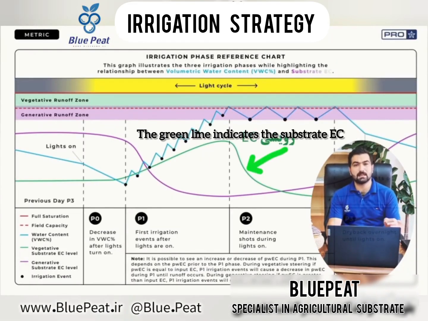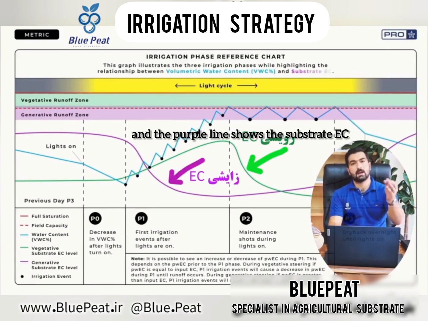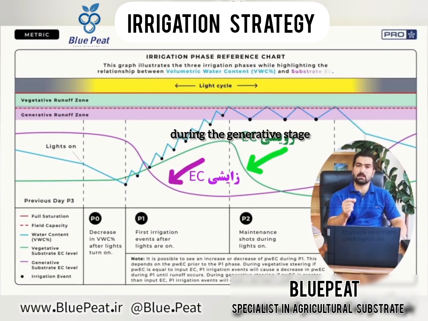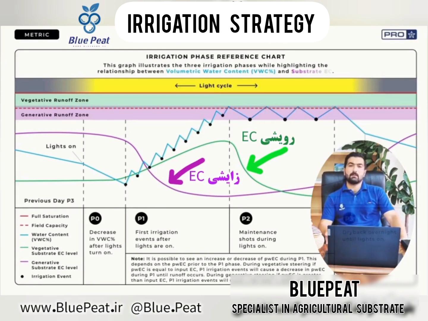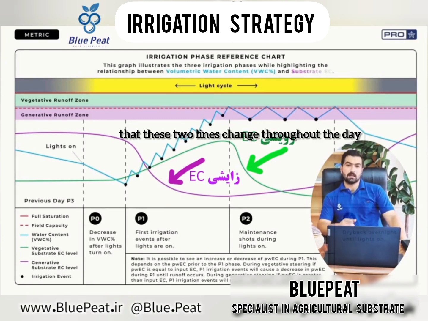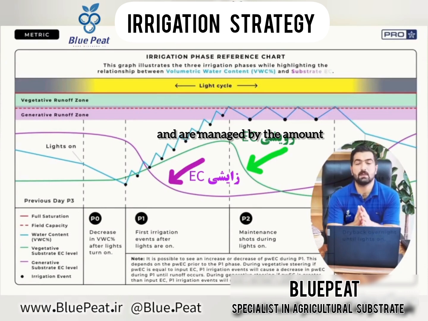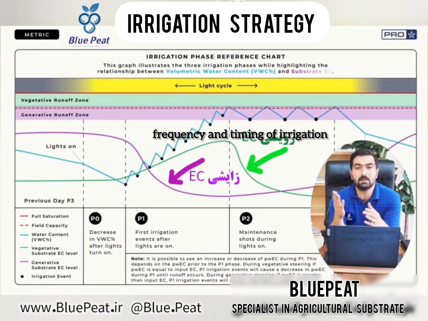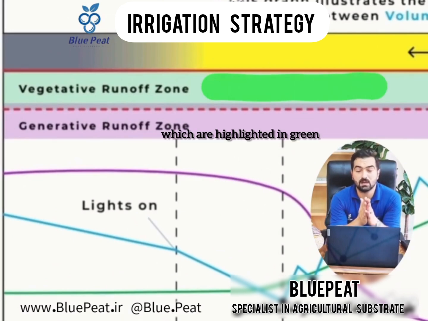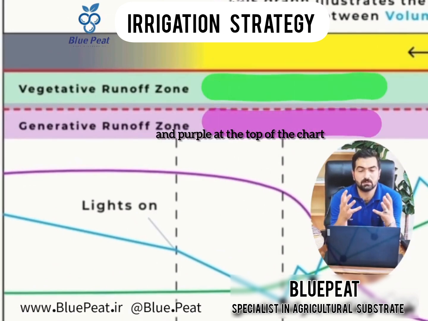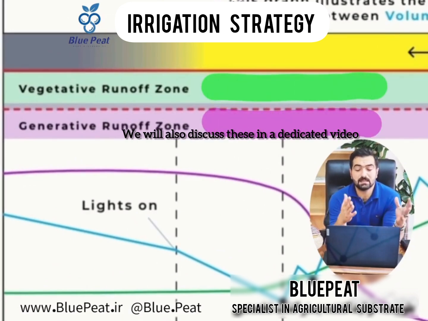The green line indicates the substrate EC level during the vegetative stage, and the purple line shows the substrate EC during the generative stage, which we will discuss in detail in upcoming videos. It is clearly visible that these two lines change throughout the day and are managed by the amount, frequency, and timing of irrigation. Another important point is the 2 equilibrium ranges, which are highlighted in green and purple at the top of the chart. We will also discuss these in a dedicated video.